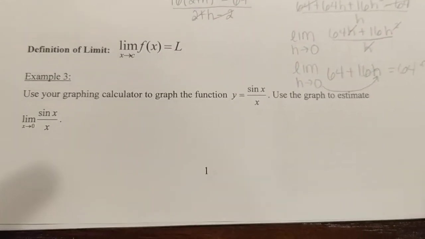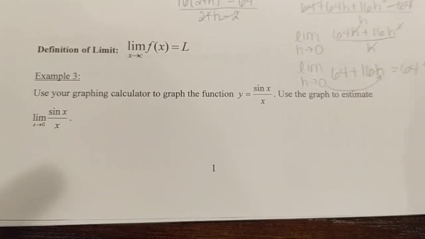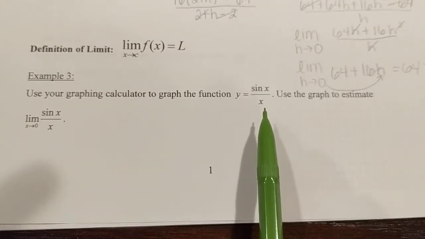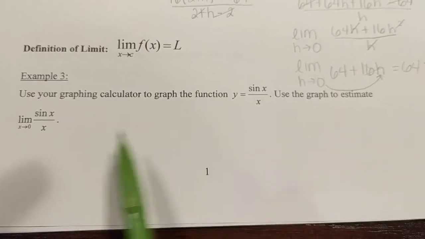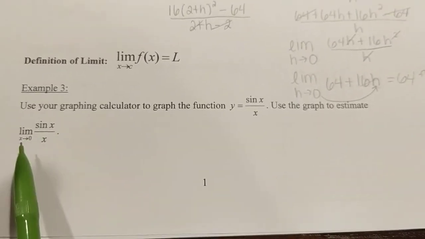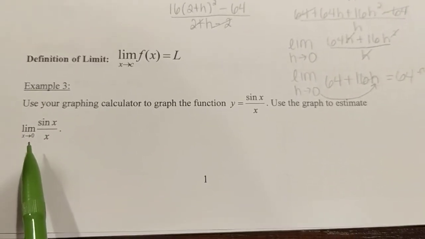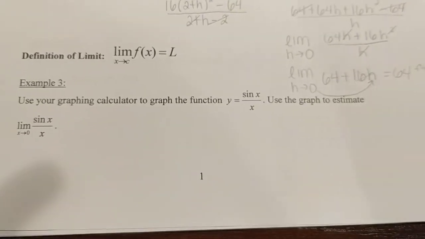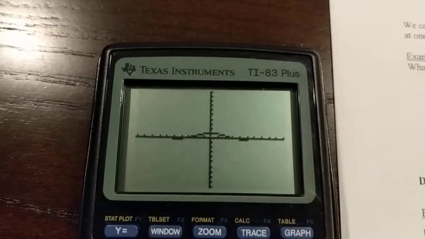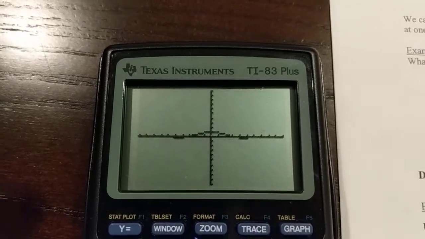So in example 3, it says use your graphing calculator to graph the function sine of x over x and use the graph to estimate the limit of that function as we approach 0. So take a moment and graph it on your calculators. So here's what my picture looks like.